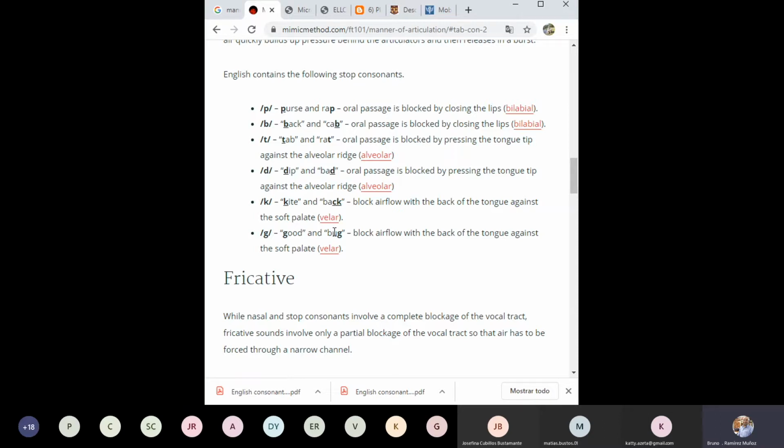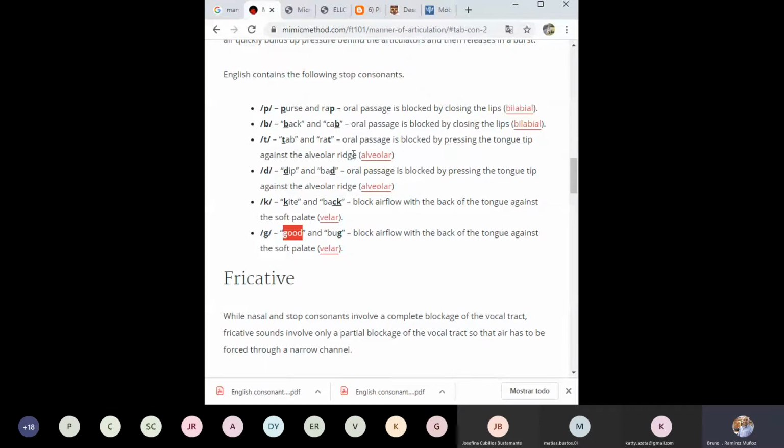Good. Bug. Check out this one. Back. Bug. Back, we have a trap there. Bug, we have a wedge, all right? And here, good, we have a short oo sound. Okay, that's in terms of vowel sounds.